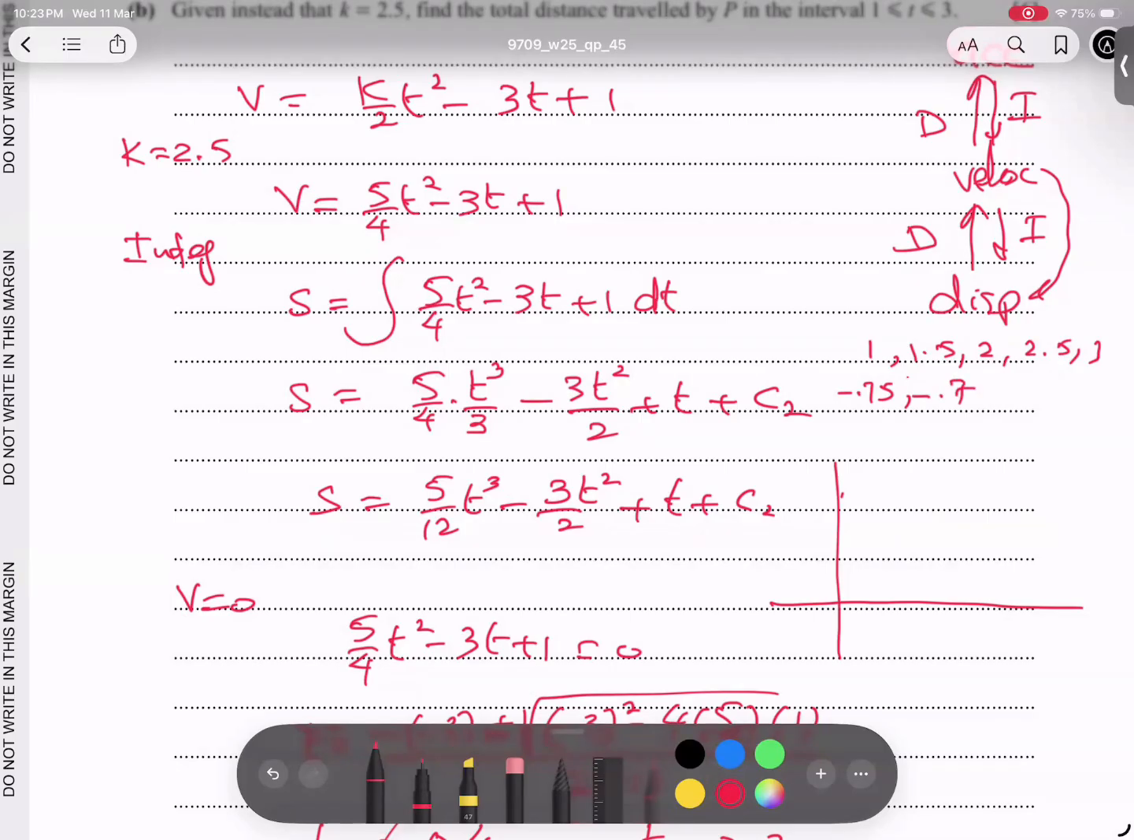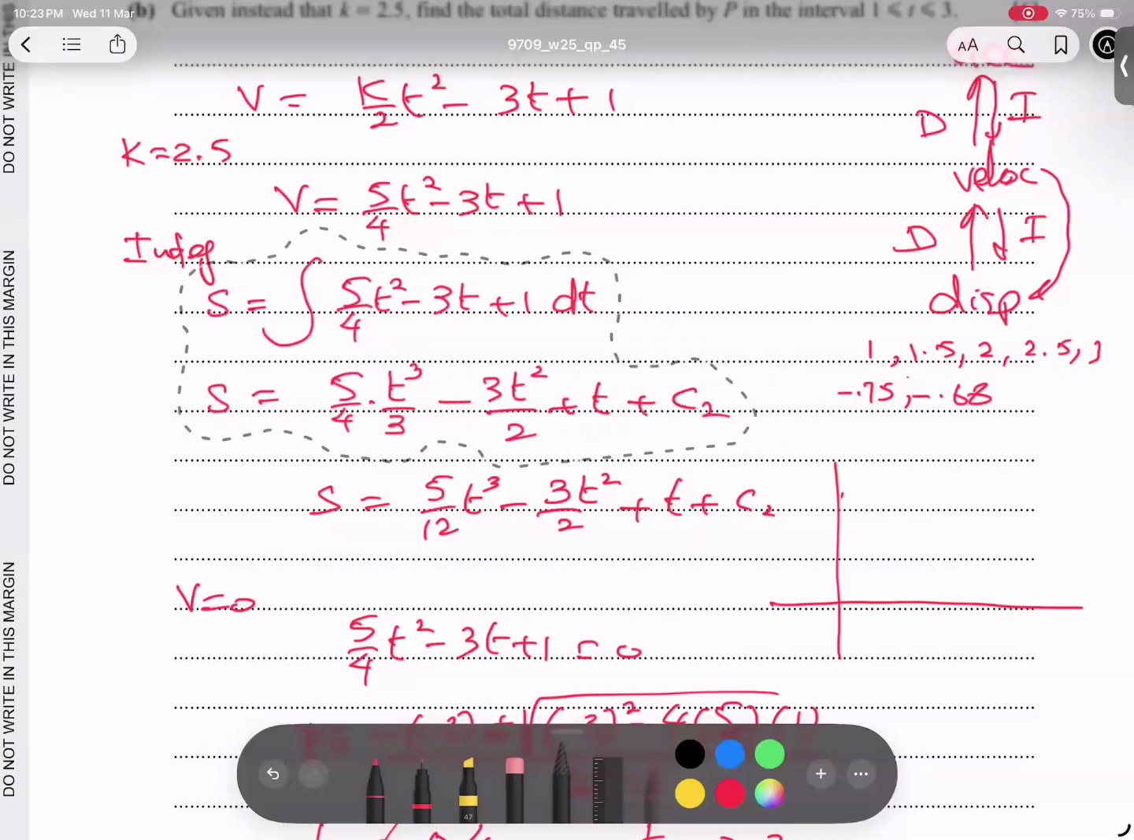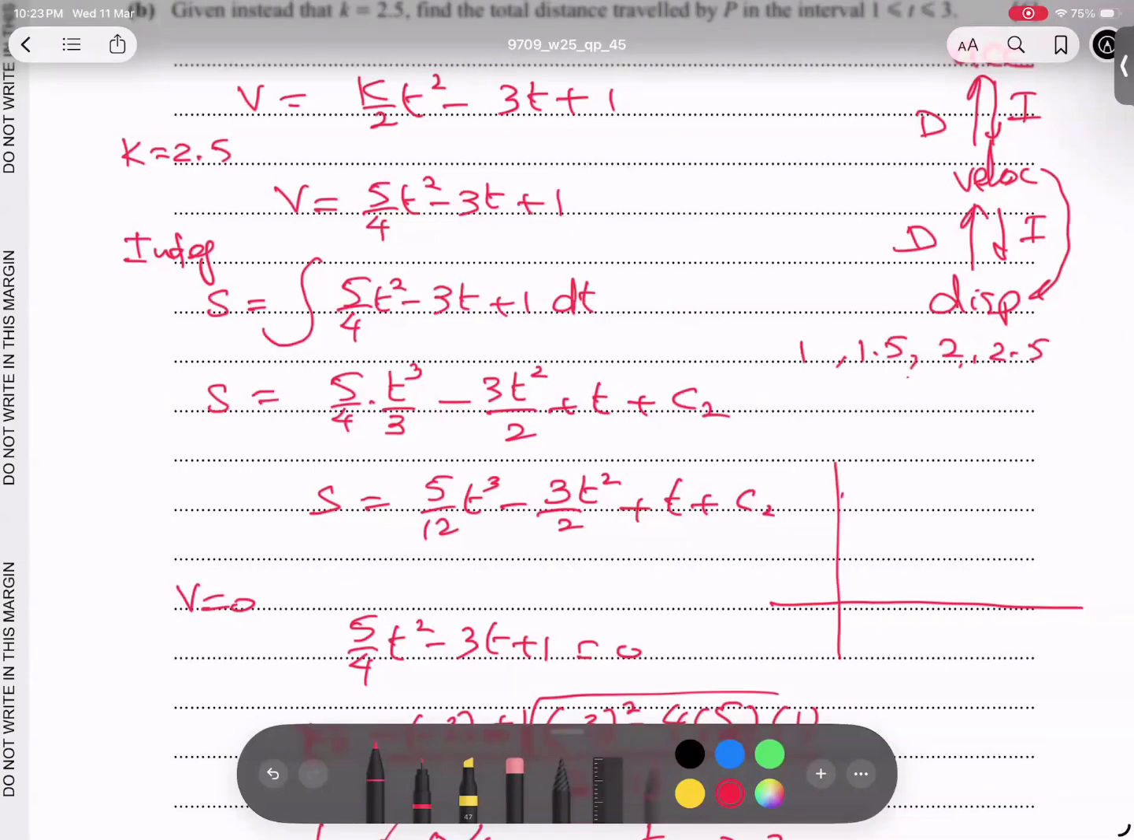Just a minute, let me make it clearer so people can understand. I'm going to use 1, 1.5, 2, 2.5, and 3. So here I get negative 0.7, and here negative 0.68.